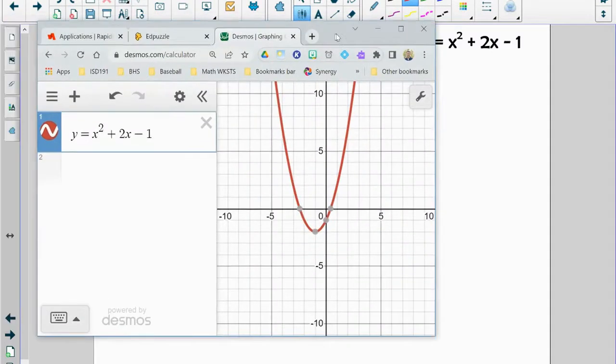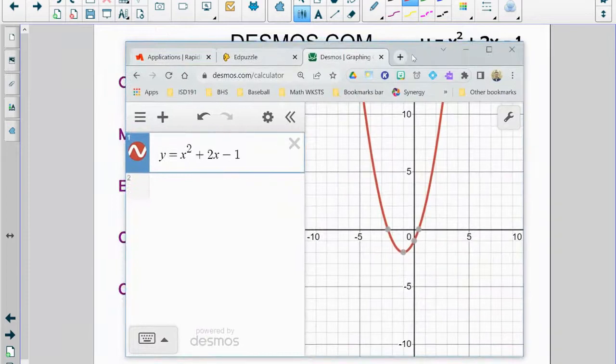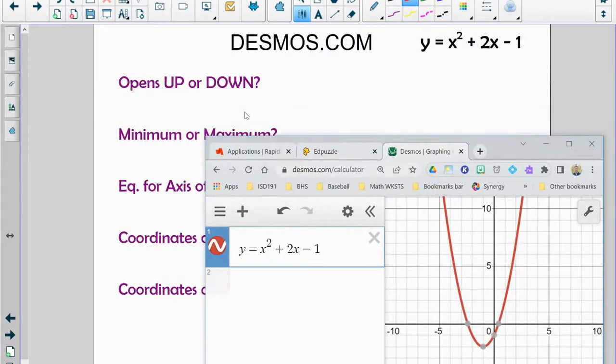So what was I supposed to get from this? I need to see if the parabola opens up or if it opens down. And I think we can agree on this one that there's a low point and the arms are going upward. So this one opens up.